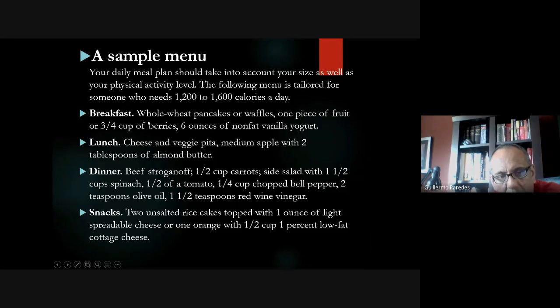Okay. Breakfast, whole wheat. Whole wheat is complex carbohydrates, right? Pancakes or waffles, or a piece of fruit that is giving you fiber, right? Three-quarters of a cup of berries and 6 ounces of no-fat vanilla yogurt. So what is this? Okay, this is for diabetic patients, I can tell. So tell me something about the whole wheat pancakes or waffles.